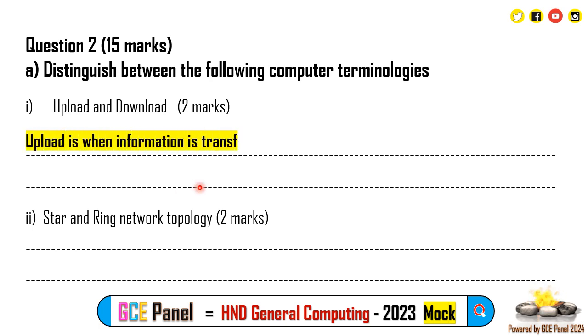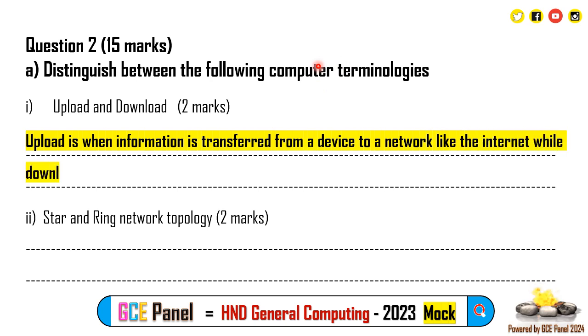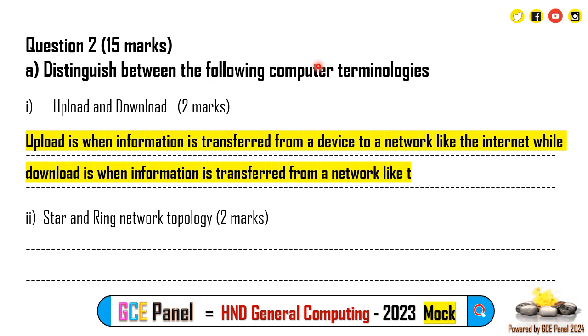So upload is when information is transferred from a device to a network like the internet, while download is when information is transferred from a network like the internet to a device. For upload, information goes from device to a network like the internet. Download is the reverse. But in the exam, don't say it's the reverse. We will mark it wrong.